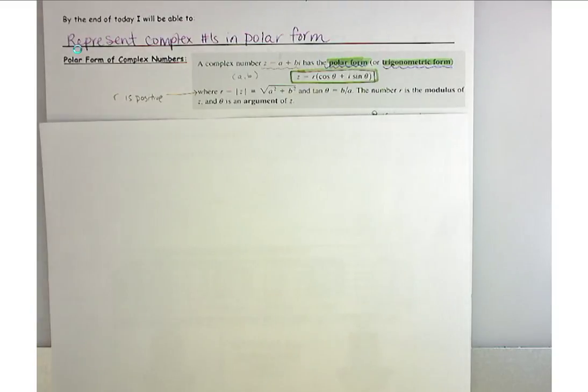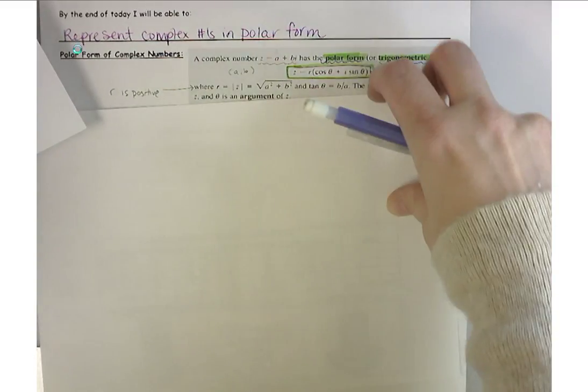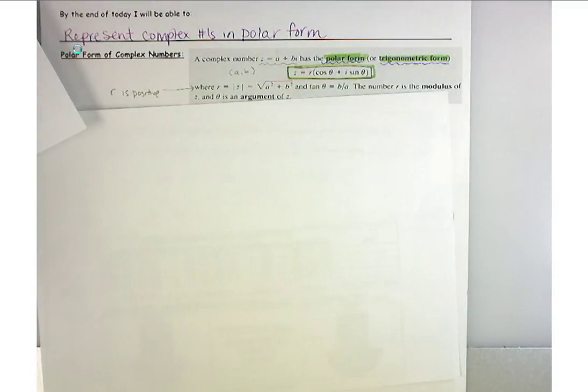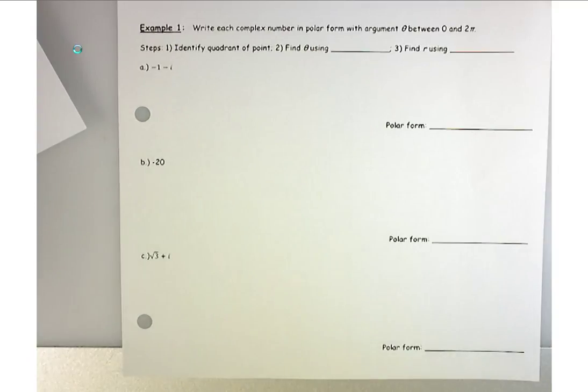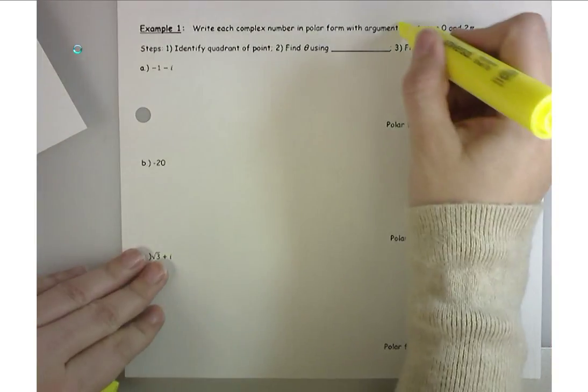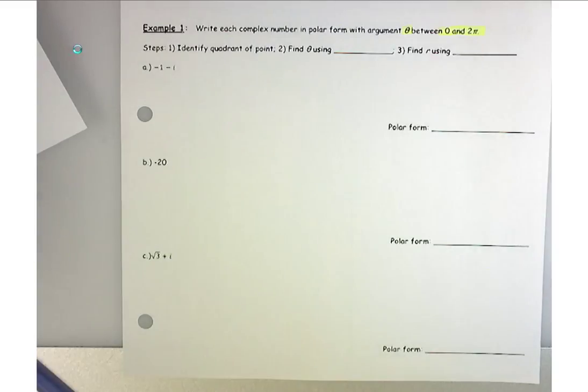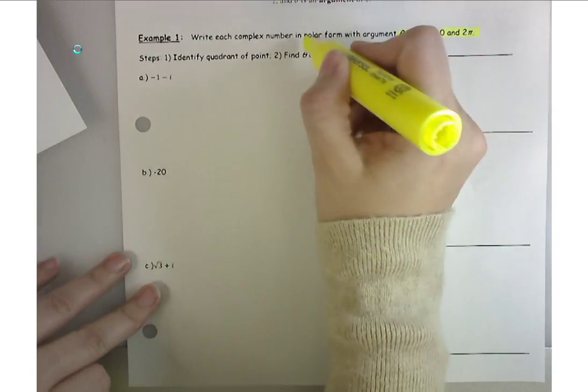So on your sheet, I gave you some steps for example 1. Example 1 says to write each complex number in polar form with the argument theta between 0 and 2 pi. If it tells you that theta has to be between 0 and 2 pi, does that let us know what mode our calculator has to be in? Yeah, if it's between 0 and 2 pi, that means it's going to have to be in radian mode. Now, some of these you may need your calculator for, others you will not. We will have two portions of our test, one that is a calculator portion, one that is a no calculator portion. So what we're trying to do here is write this in polar form.